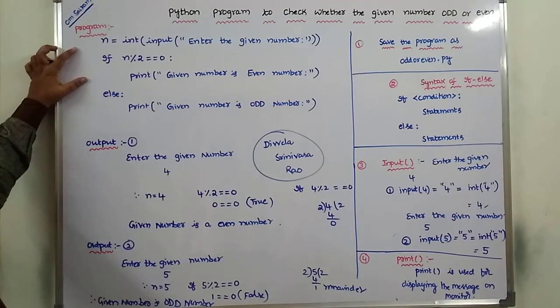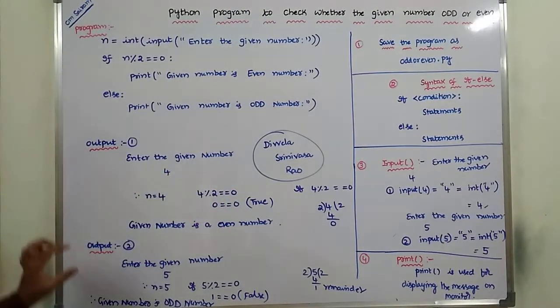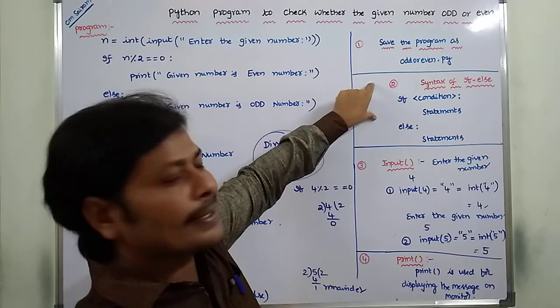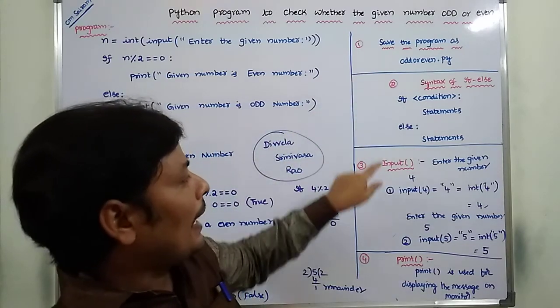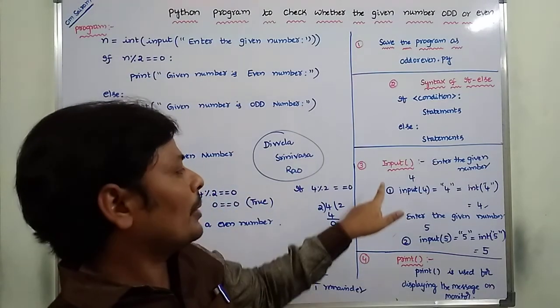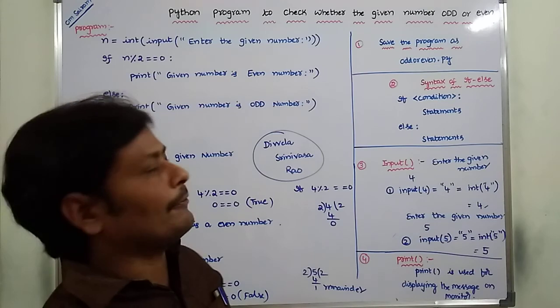This is the program and this is the output 1 and this is the logic and this is output 2, and this is how to save the program, and this is the syntax of if else, and these are the two functions that we used in the program. One is the input function and another one is the print function.